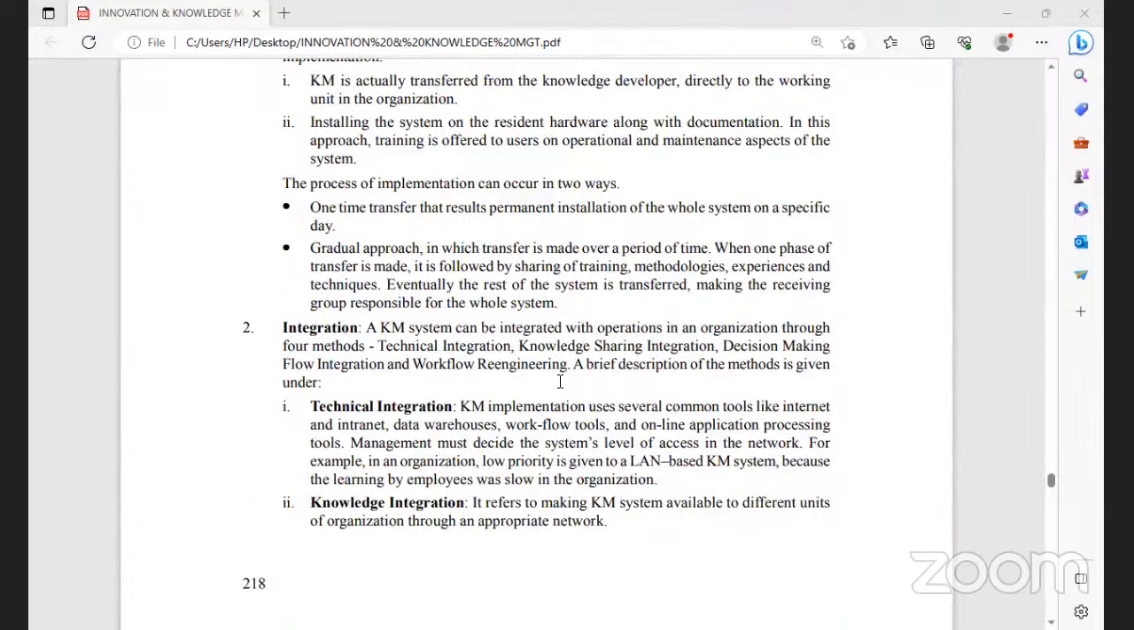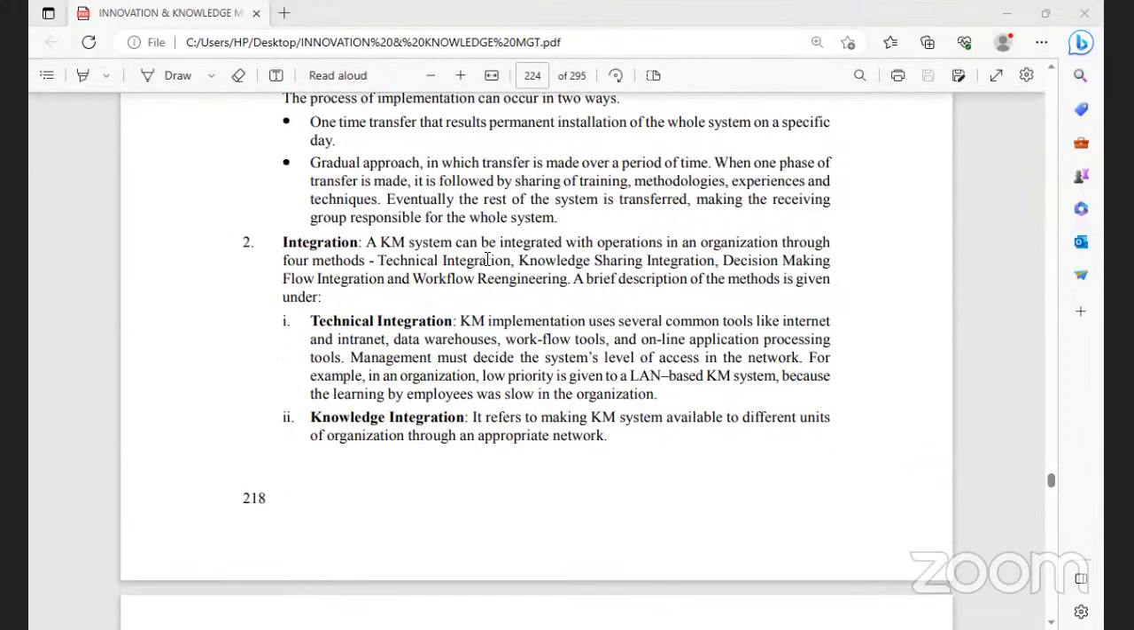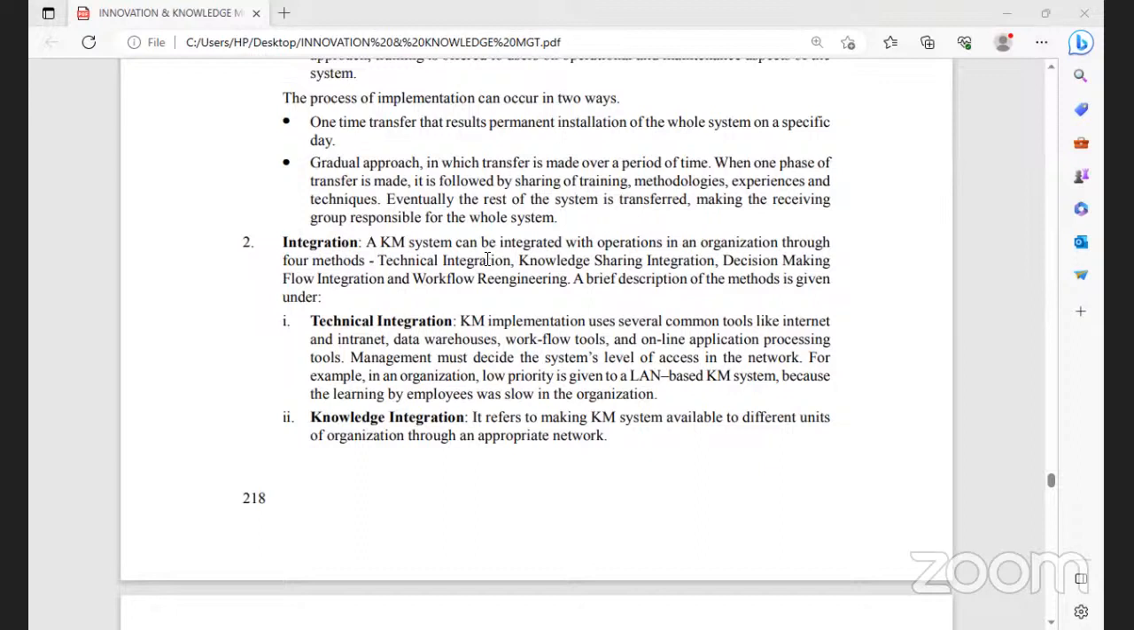There is a one-time transfer that results in permanent installation of the whole system on a specific day, and a gradual approach in which transfer is made over a period of time. When one phase of transfer is made, it is followed by sharing of training, methodologies, experiences, and various techniques. And next one is integration. A knowledge management system can be integrated with operations in an organization through four methods: technical integration, knowledge sharing integration, decision-making flow integration, and workflow engineering.